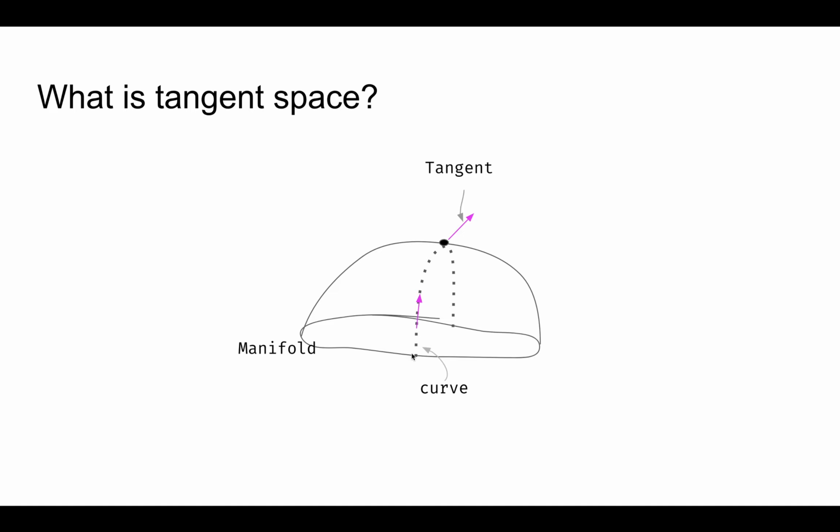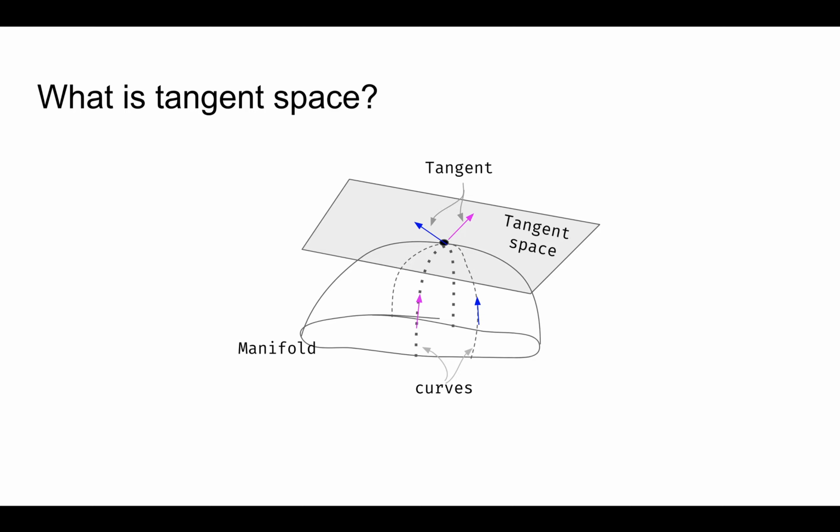If we draw a curve along that manifold that passes through that particular dot, then we can draw a tangent to that surface as shown by the magenta arrow. Similarly, if we have another curve shown here by the blue arrow, we can draw another tangent at the same point. So for multiple curves at the same point, we can draw multiple tangents, and all those tangents can be represented by what is called a tangent space, and that's what we have.